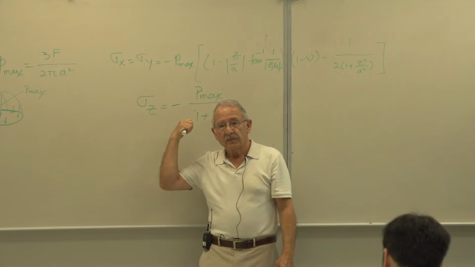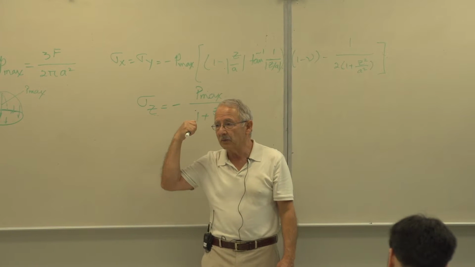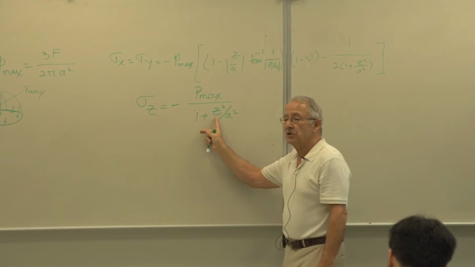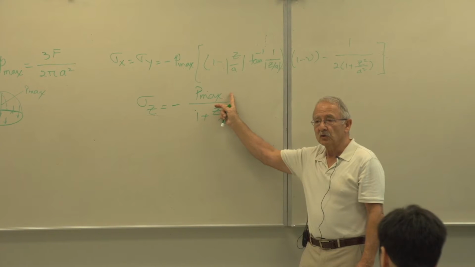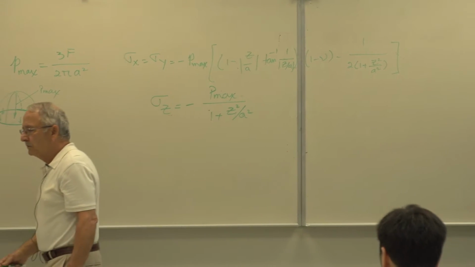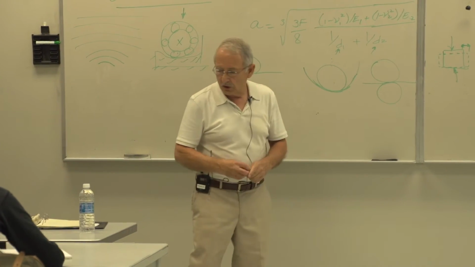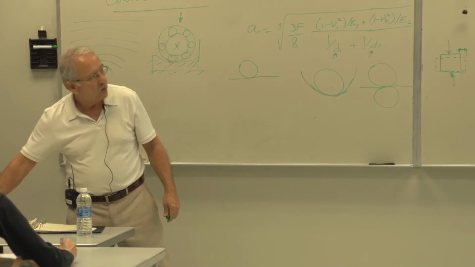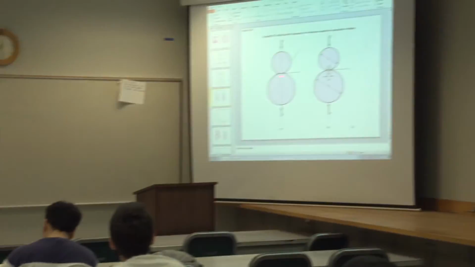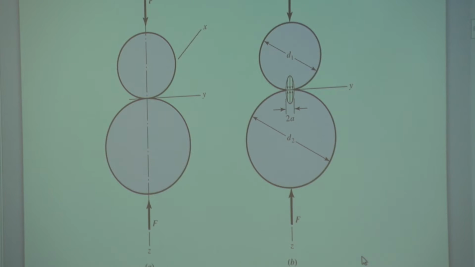And notice that the maximum value of sigma z occurs at the center of the contact patch, at z equal to 0, and it's equal to P max, which we expected anyway. So once again, the value of z is just a z coordinate. So z equal to 0.11 inch is maybe right there, just a little bit below the center of the contact patch. If you want it in the top sphere, it'll be a little bit above.